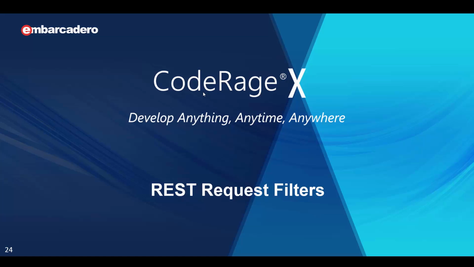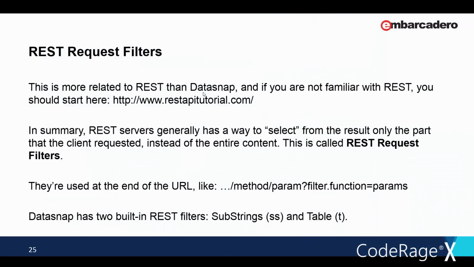Now, let's talk about REST request filters. In summary, the REST request filters are more related to REST than DataSnap itself. And if you're not familiar with REST, you should start studying it on this link, for example, restapitutorial.com. In summary, REST servers generally have a way to select from the content which part of it will be sent to the client, and this is called REST request filters, a way to filter, to select from the content what will be sent.